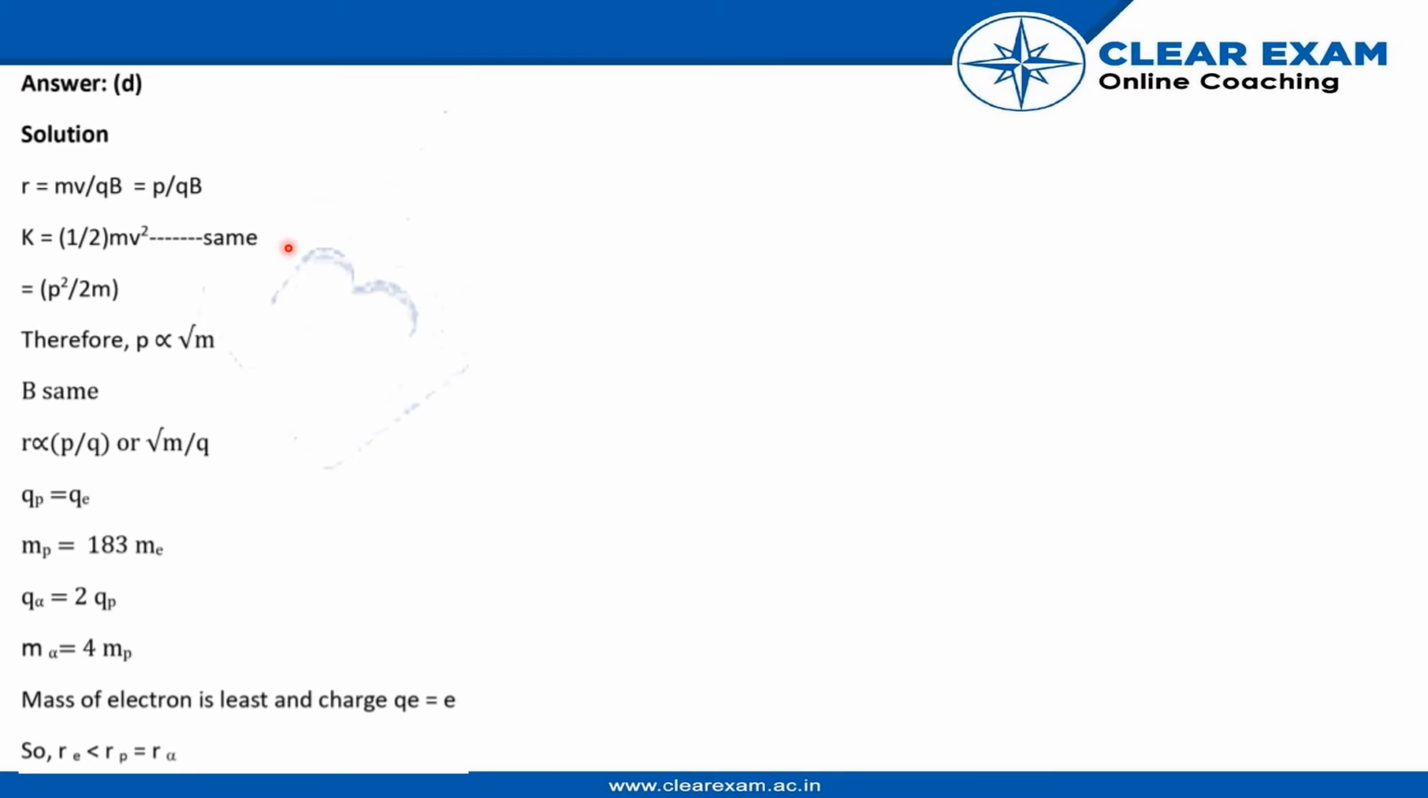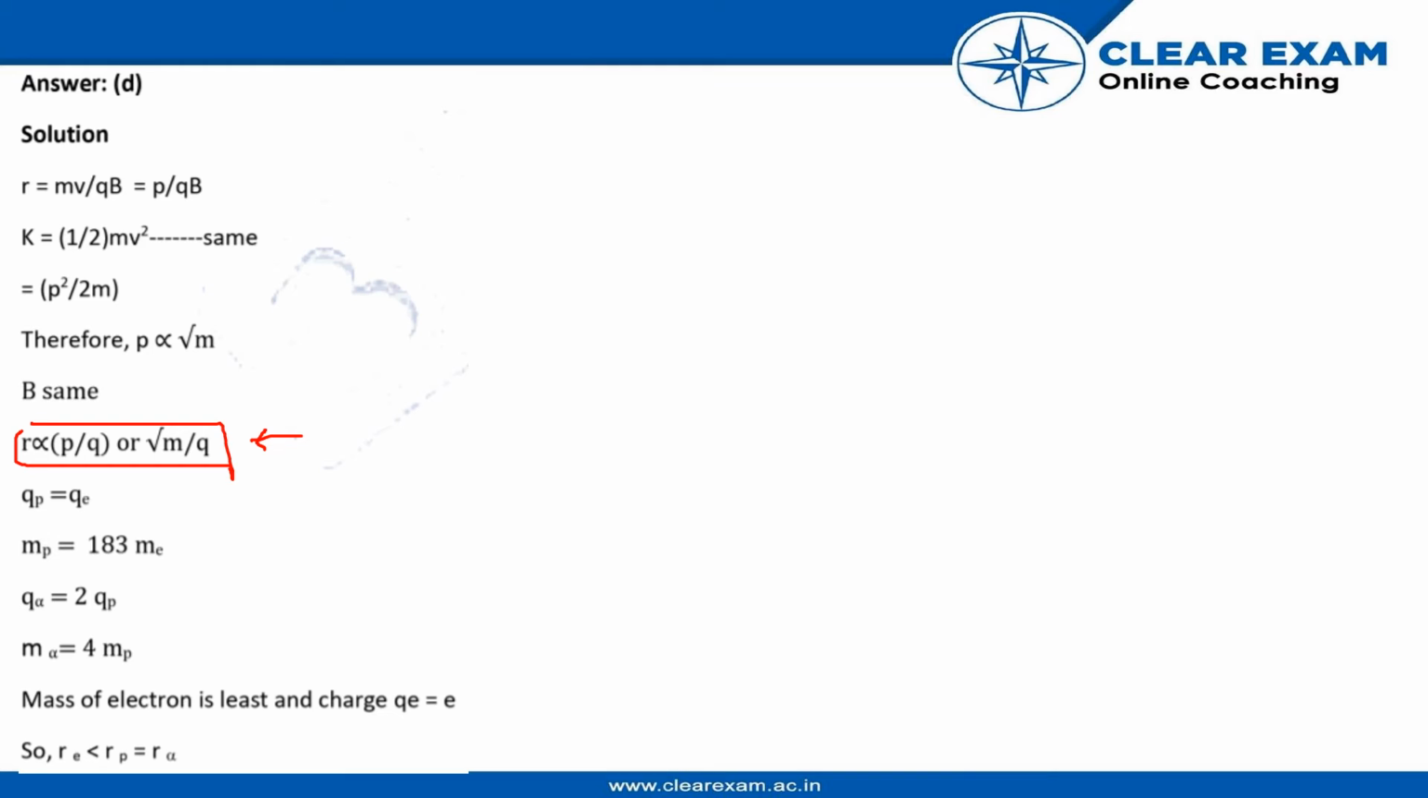Now, the question states that all the particles have the same kinetic energy. That means half mv square is a constant. When we replace mv by p, we get the following equation, p square by 2m, using which we can conclude that p is proportional to root m, as kinetic energy is constant. Putting this result in the equation here, we get the following proportionality relation. Now this would be the primary criteria for comparing all our further cases.